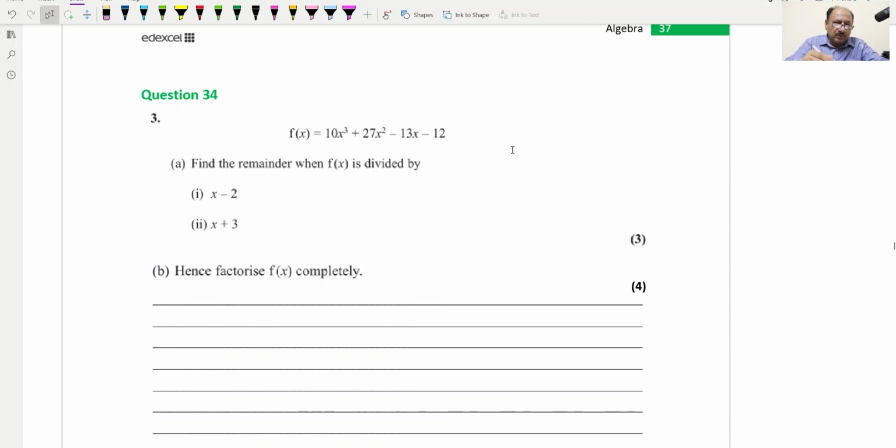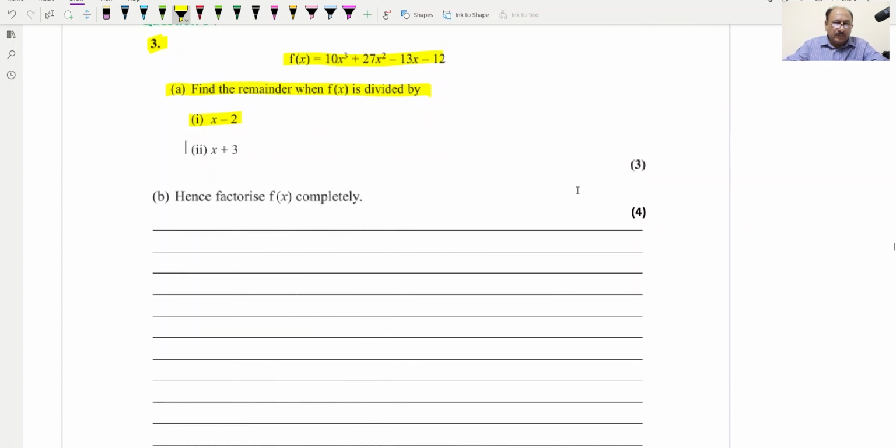Question number 34 says f of x is equal to 10x cubed plus 27x squared minus 13x minus 12, which is question number 3 of the past paper. Find the remainder when f of x is divided by x minus 2. So it's divided by x minus 2.